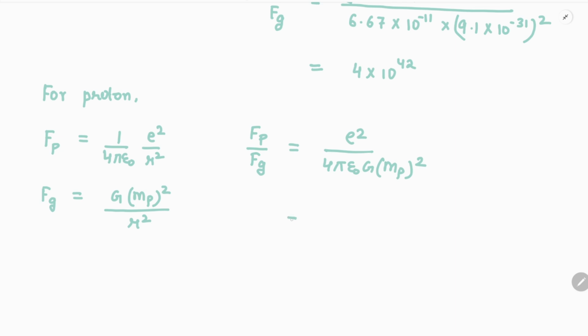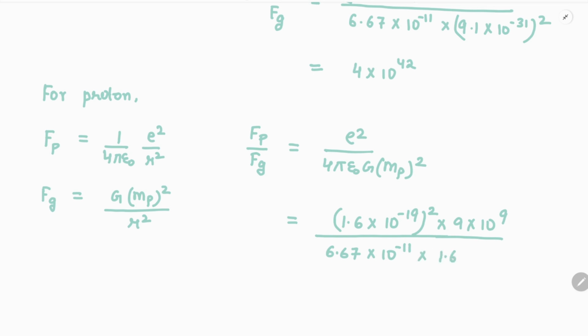So if we substitute the values again, the electronic charge is equal to the protonic charge, 1.6 into 10 to the power minus 19 squared, times 9 into 10 to the power 9, divided by the gravitational constant 6.67 into 10 to the power minus 11, and then we put the mass of proton, 1.67 multiplied by 10 to the power minus 27 kg squared. On calculation we get this value as 1 into 10 to the power 36. So this is the first answer that we have for proton interaction, and the earlier one is for electron interaction.